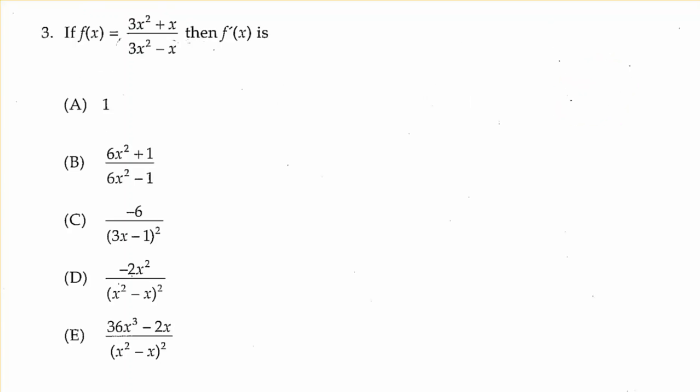All right, and the third one, we've got a little bit of a simplification problem. If f of x is 3x squared plus x over 3x squared minus x, then the derivative is... Now, we could do a few things in this one. The first thing I would probably do before I derive is actually factor out that x. So if I factor out that x, I'm going to get 3x plus 1 over 3x minus 1.